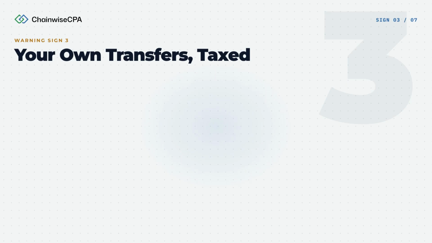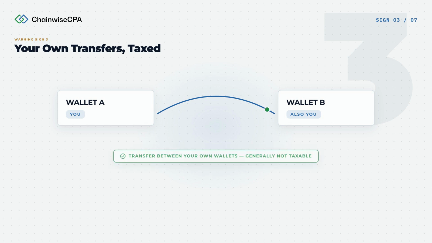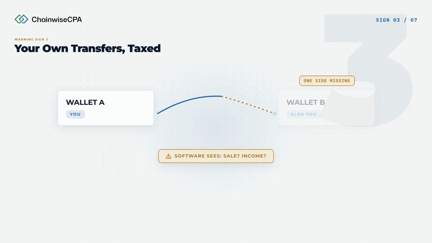I also pay close attention to transfers between wallets. Moving crypto between wallets you own is generally not taxable. But if one side of the transfer is missing, the software may treat it as a sale or as taxable income. I see this more often than many investors realize, especially when assets move across several exchanges or wallets.